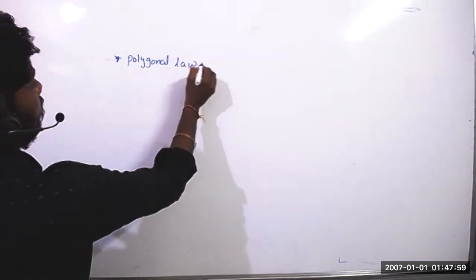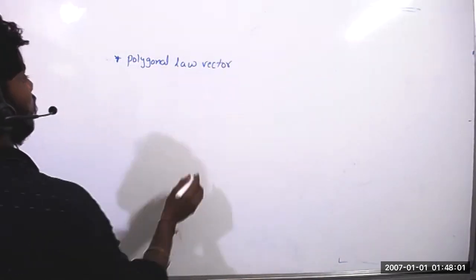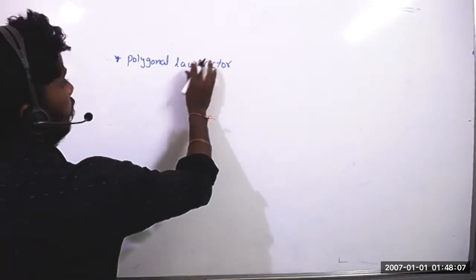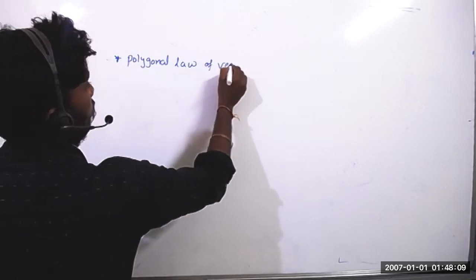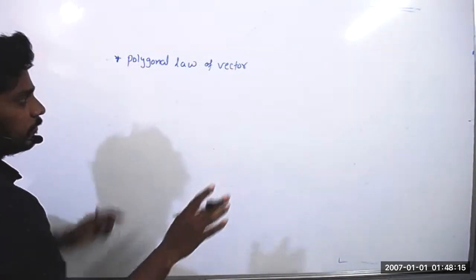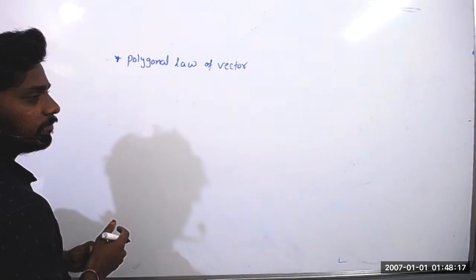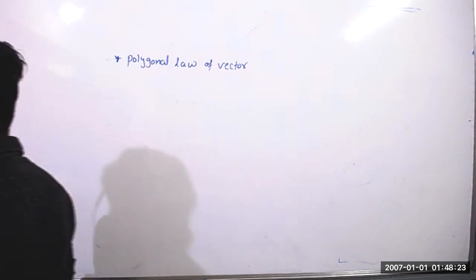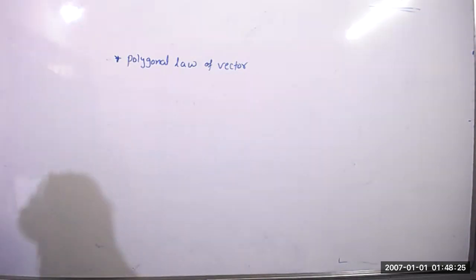Polygonal law of vector addition. Polygonal law of vectors. You learned triangular, right? You know the statement, right? You know resultant, right? Why did everyone become silent? Come on. You know polygon. You know triangular, you know parallelogram law, right? By using triangular or parallelogram law, same result. Everything is same. No need to discuss anything.